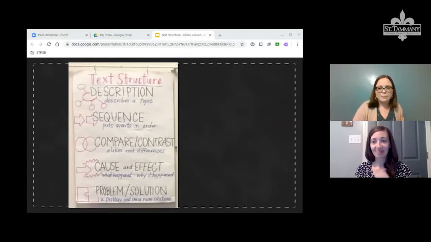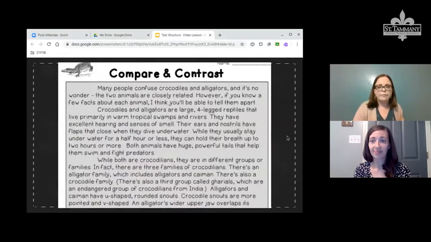Awesome. So let's take a look at an example of a text that tells us alikes and differences and uses the compare contrast text structure. In this example, the author says, many people confuse crocodiles and alligators, and it's no wonder. The two animals are closely related. However, if you know a few facts about each animal, I think you'll be able to tell them apart.